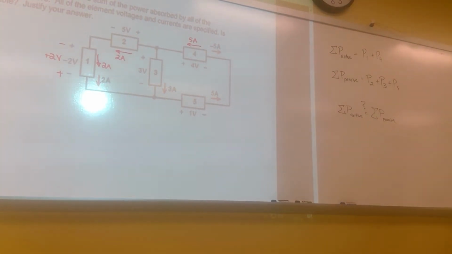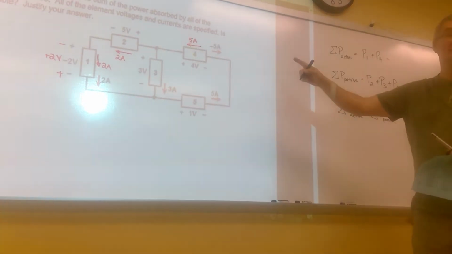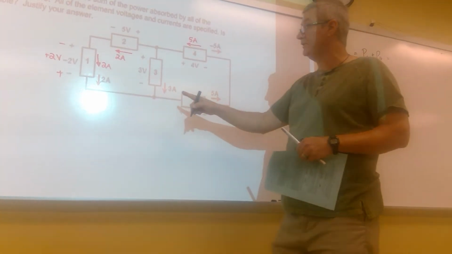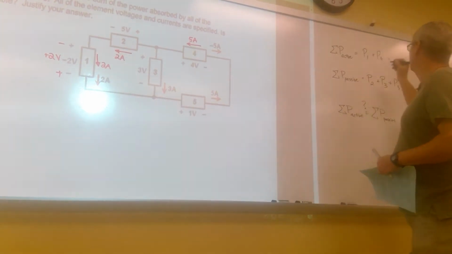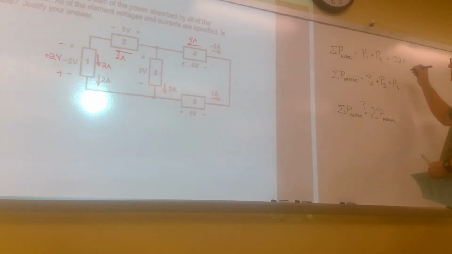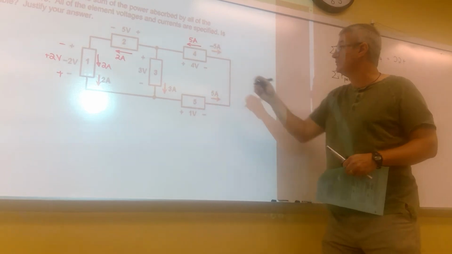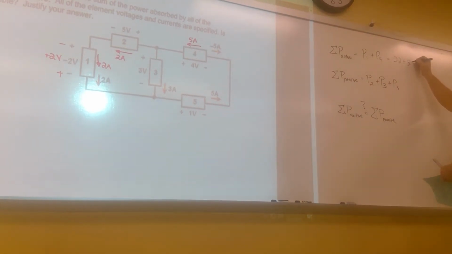So now all I do is I multiply the numbers. So if I multiply the numbers, I don't look at any signs now. So 1 has to be 2 times 2. 4 has to be 5 times 4. So therefore, I get 24 watts.